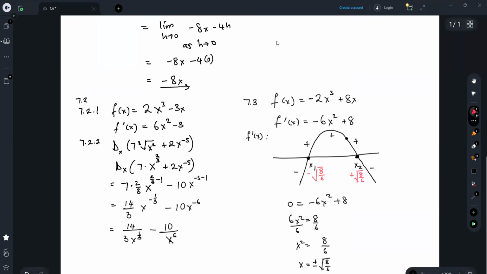So it means that the values of x that will satisfy the question, we are going to report our answer as: x must be between negative square root of 8 over 6 and positive square root of 8 over 6, where this one is going to be negative like that.